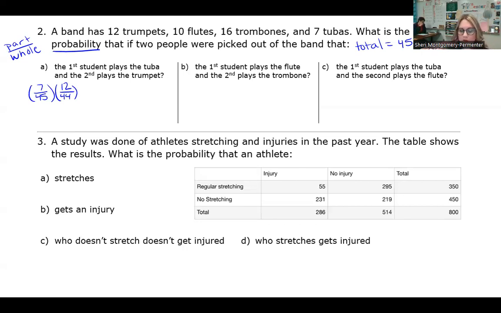So we will multiply straight across because that's how we multiply fractions. So use your handy dandy calculator. What's 7 times 12? And then we've got 45 times 44.